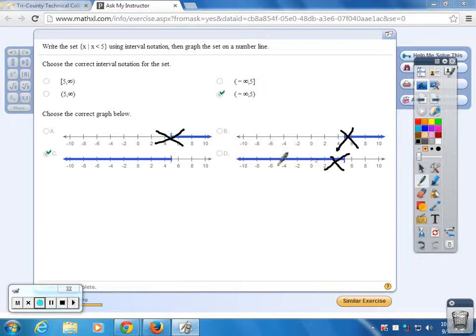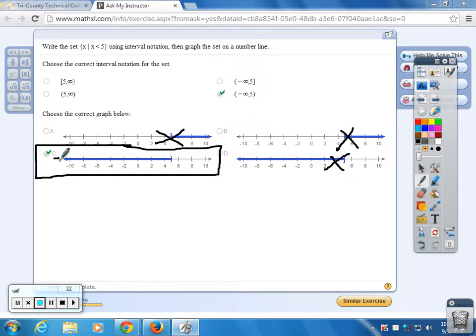This is a bracket. This is a parenthesis. Bracket goes with inclusive. Parenthesis is exclusive. So this is your answer. And let's read it from left to right. What's this arrowhead called right here? Negative infinity. We read from left to right. So your interval notation would be negative infinity, parenthesis, to what? 5, parenthesis, which is that right there.